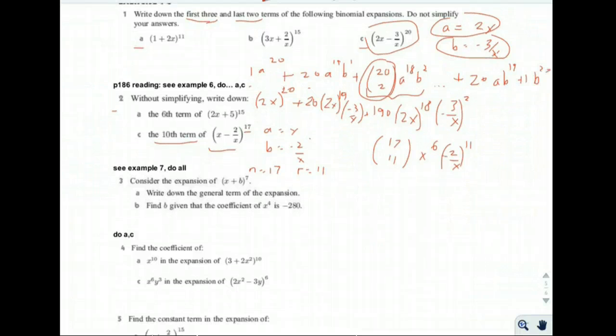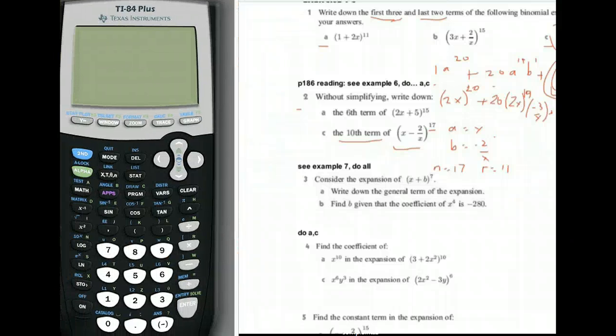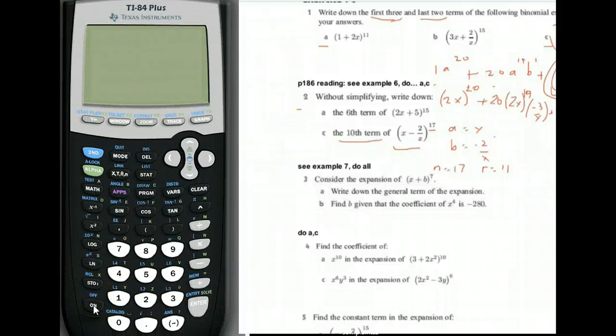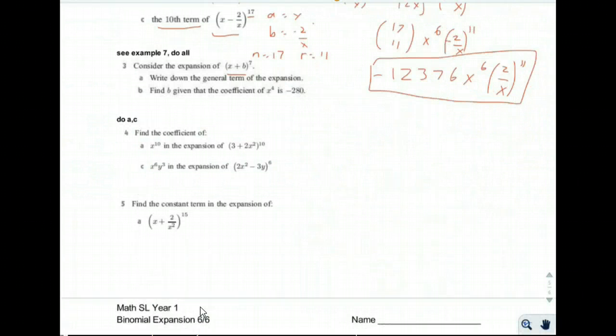And then 17 choose 11, we could do that by hand, or we could do that with a calculator. I don't think they would ask you to do that without the calculator. The way you would do that with the calculator is you would do 17, and then you would do math, go to the PRB menu, go to nCr, and then you would type in 11 for r, and it would give you 12,376.